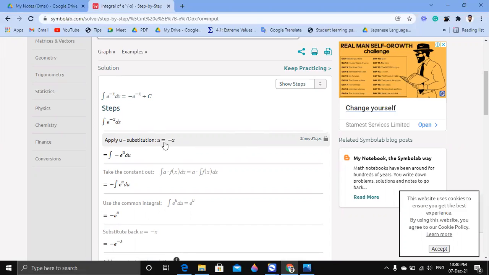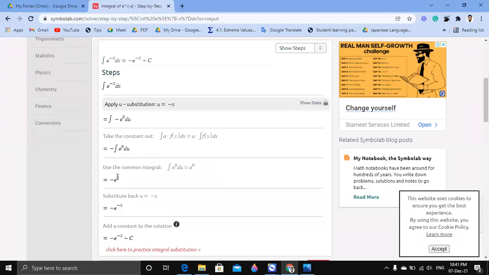So minus x is equal to u. We know that from the formula we can take the constant out. That means the constant is minus 1 here. So we take minus 1 out, and next we have integration of e to the power u du. Integration of e to the power u du will be e to the power u.